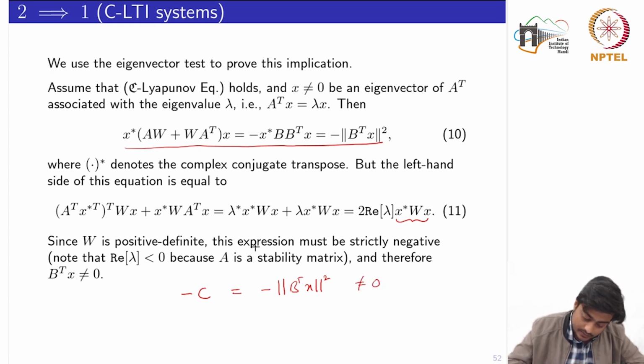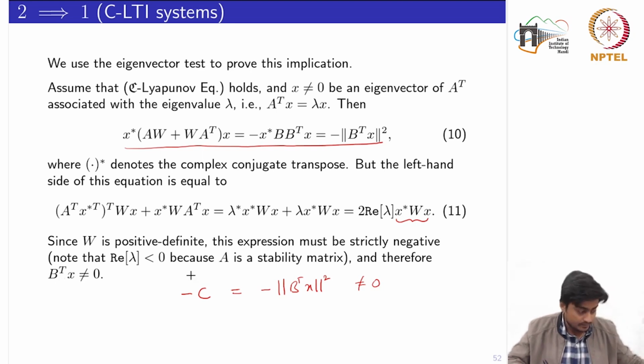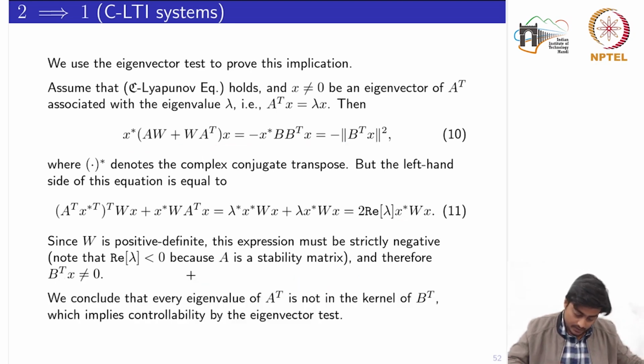Right? So we have just shown that there is an eigenvector X of A transpose for which B transpose X not equal to 0 is satisfied, which implies that the system is controllable, because with that eigenvector test we have the if and only if condition for the controllability.